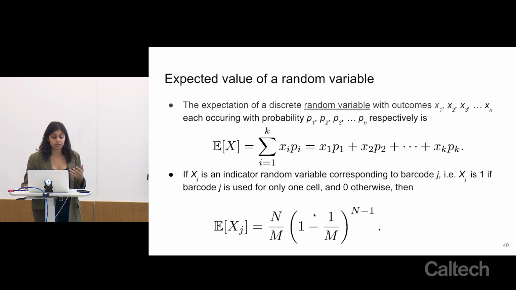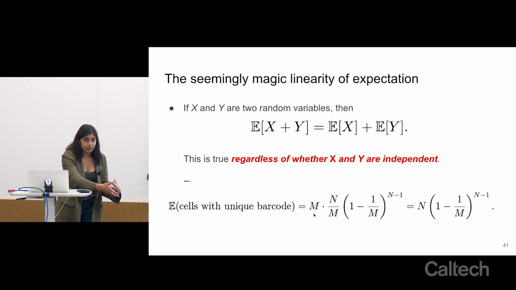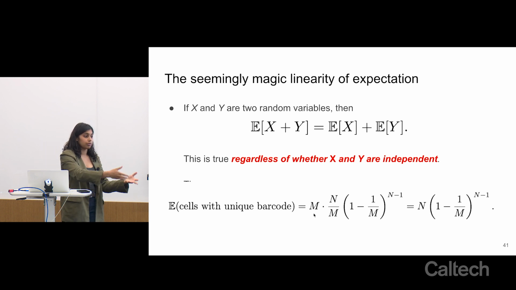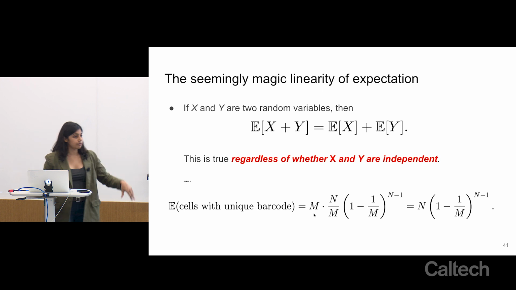What we have done is that since we have the expected value for all of the barcodes being uniquely mapped, this gives us the expected number of cells that are uniquely barcoded with that set of m barcodes, if that makes sense. And that gives us this function.